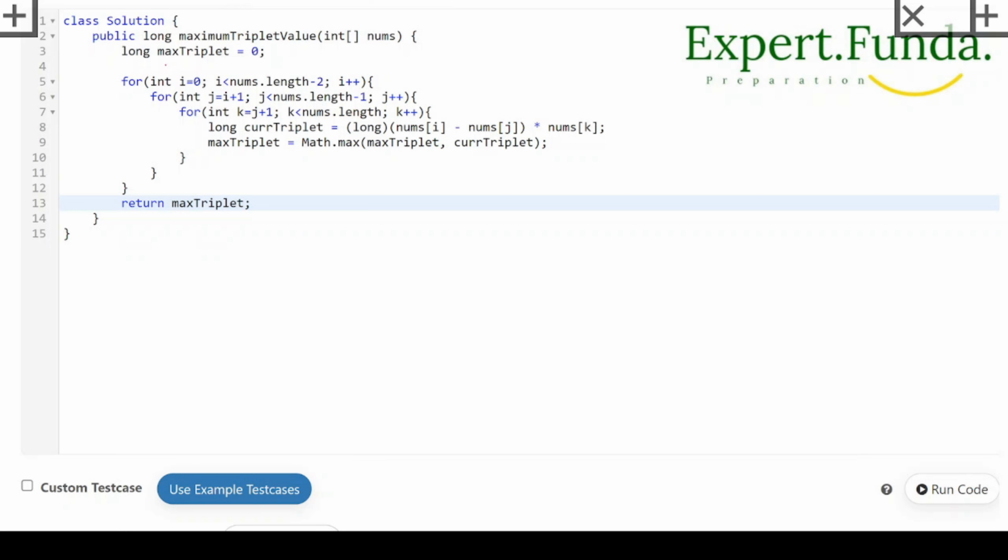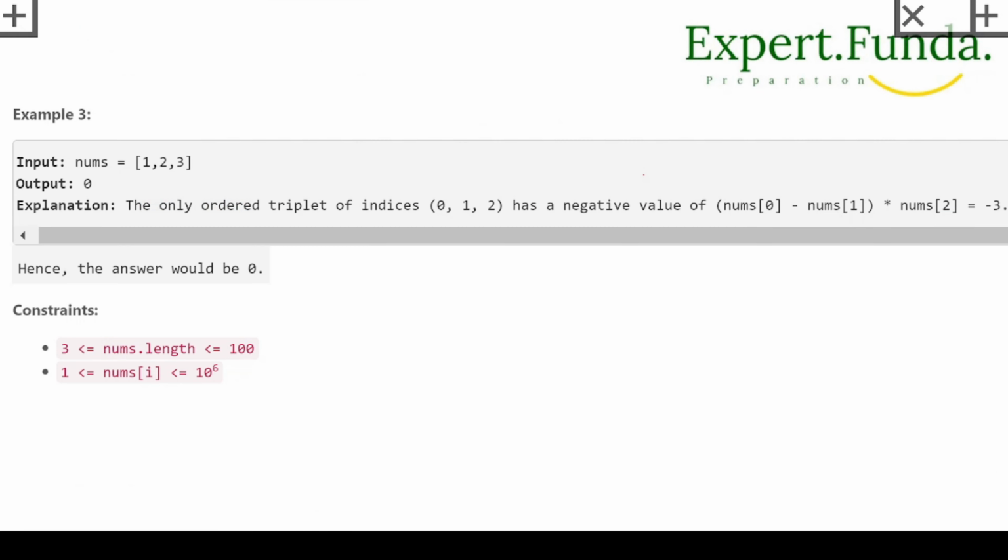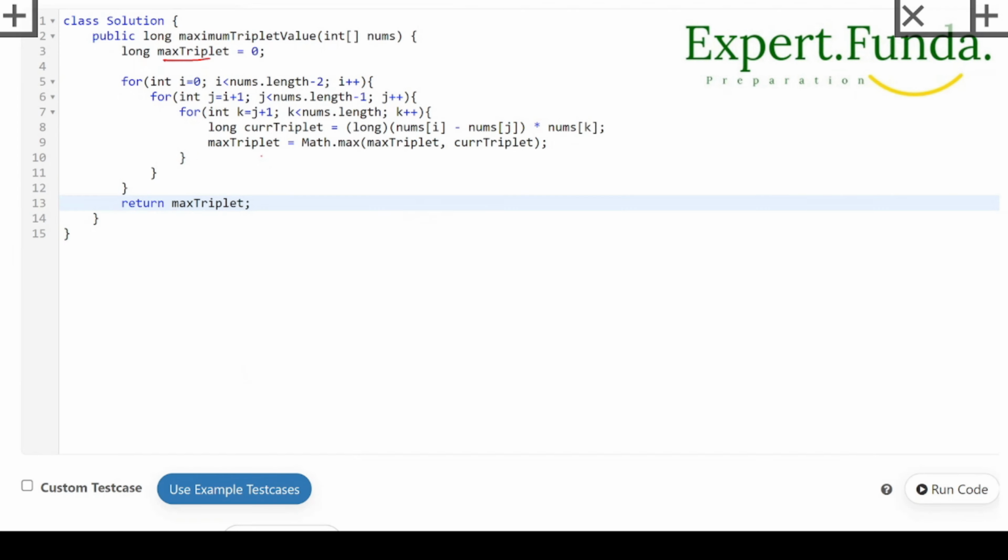So first of all, we'll take one max triplet, right? And we will start i from 0, and we'll go to length minus 2, right? So see, let's suppose we have about 1 to 3 values in the array, 1, 2 and 3. Okay. So if i is going to start from here, it should not go to this and this, right? That's why we are taking i from 0 to length minus 2.